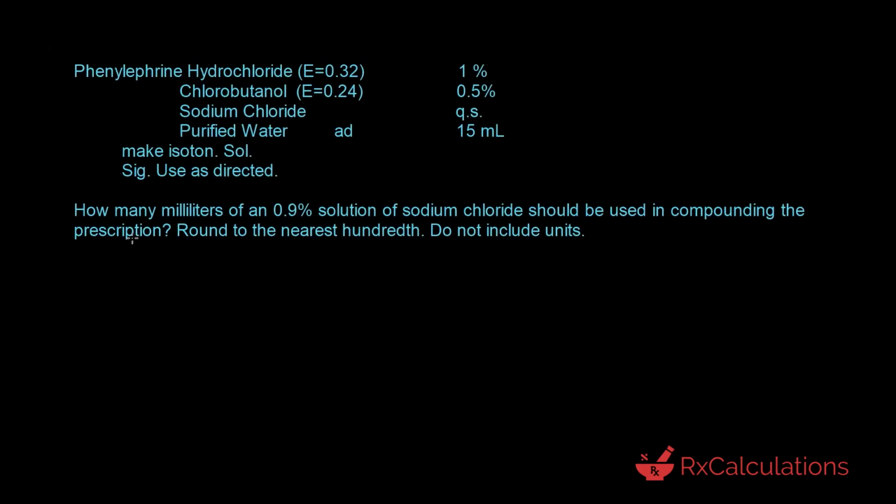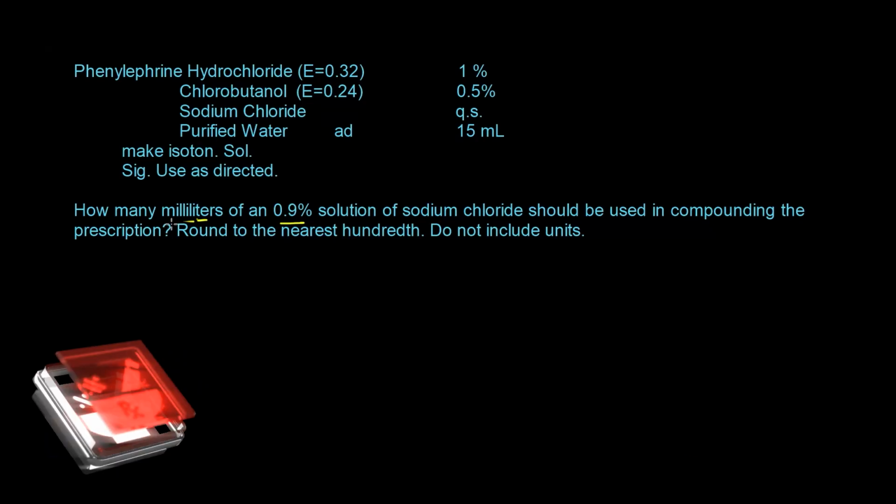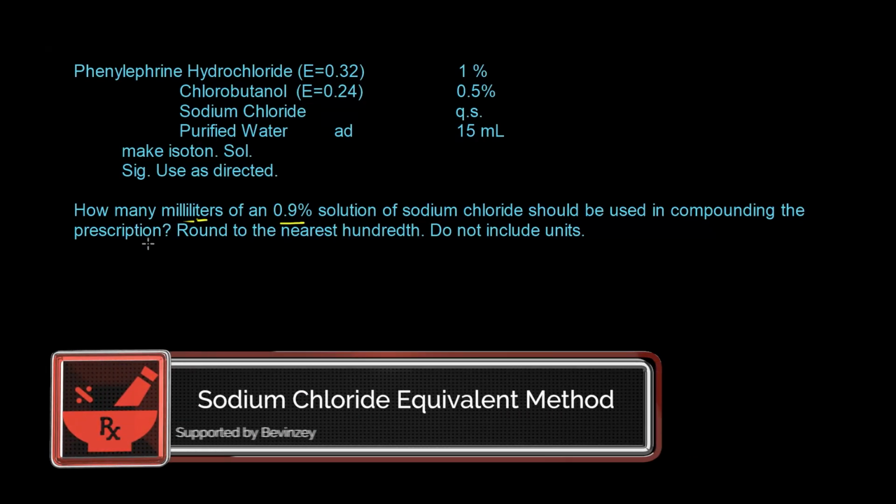All right. So here the question says how many milliliters of a 0.9% sodium chloride solution should be used in compounding the preparation. So even though it says how many milliliters, it's not asking for purified water. So we're not going to use the White-Vincent method here. And also, we do not have any freezing points or freezing point depressions in this question. So we're not going to use the freezing point depression method here. What we are going to do is use the sodium chloride equivalent method.